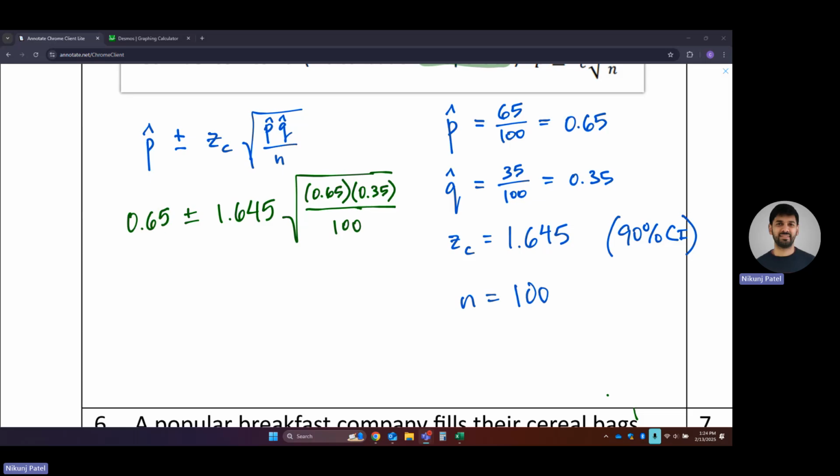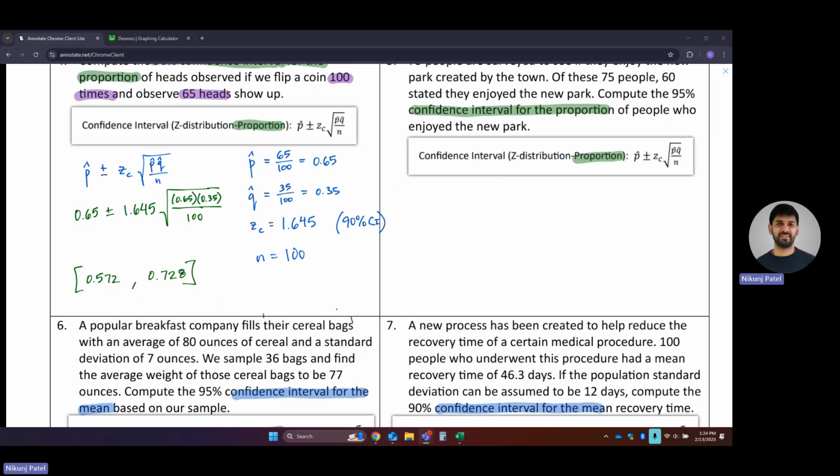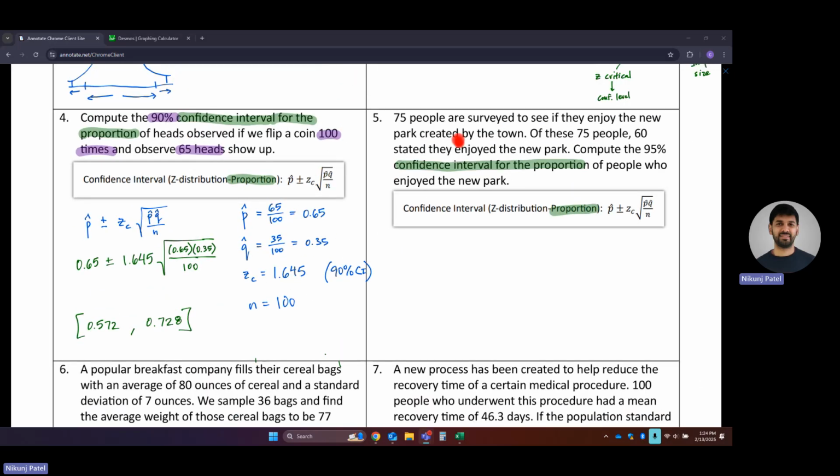So when you do that, the answer that you should arrive at, rounded to 3 decimal places, is 0.572 for the lower, and the upper value should be 0.728, rounded to 3 decimal places. On the final exam, you'll have answer choices, so you'll be able to see how many decimals to round to. You don't have to worry about how to round it, because you'll be able to see all 4 answer choices and what they look like, so you'll know how many decimals to go up to. Okay, so practice number 5 as well on your own. Same idea as number 4.